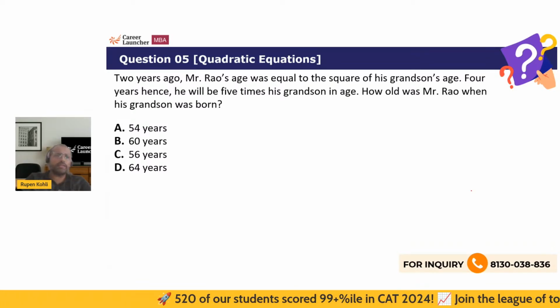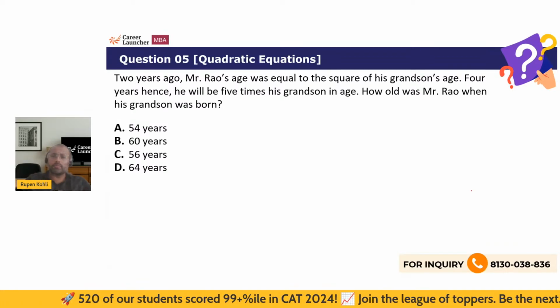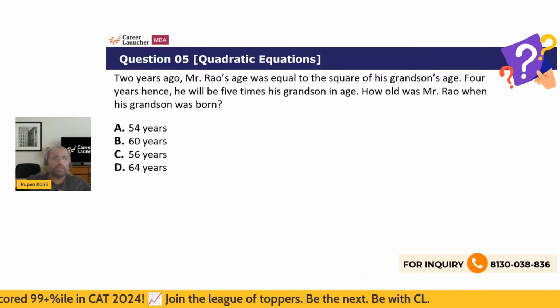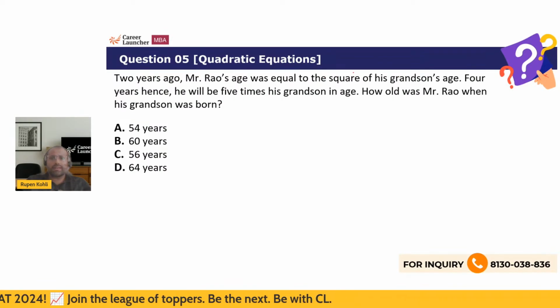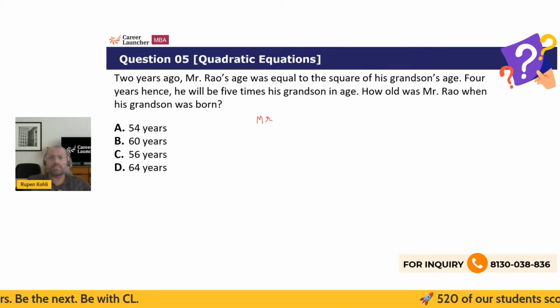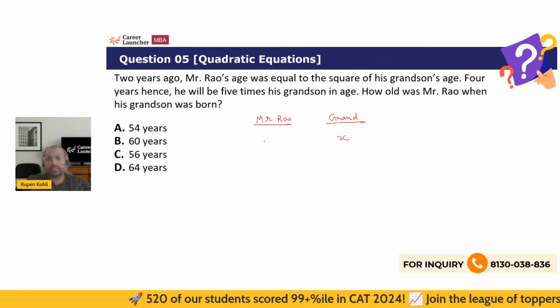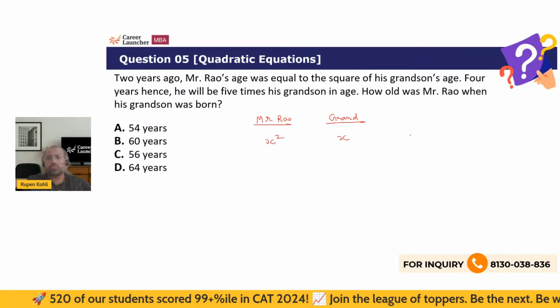Okay, so let's see. Yeah, so it's a word problem, right? In which quadratic will be used. So 2 years, because this is the square relation over here. So 2 years ago, Mr. Rao's age was equal to the square of his grandson's age. So if the grandson was, let's say, x years, then Mr. Rao was x square years old. This was 2 years ago.